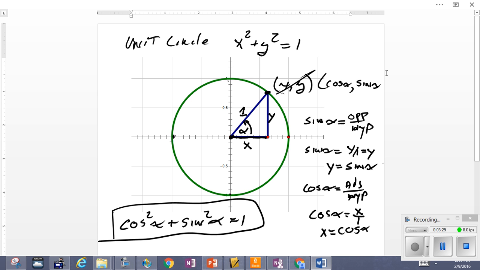Now, we're going to leave it at that for now, and we're going to come back and elaborate on what happens in each quadrant in the next video.